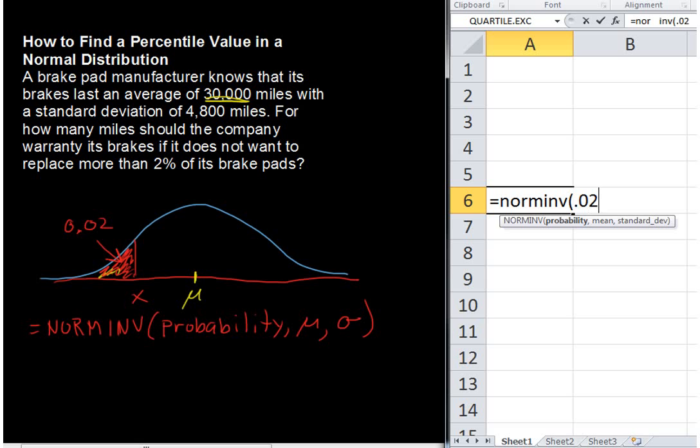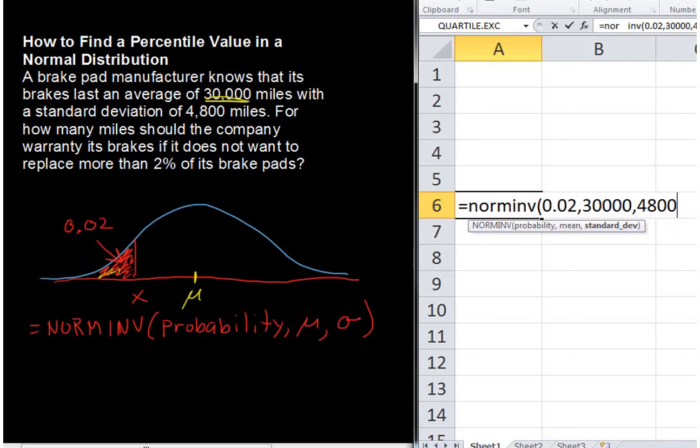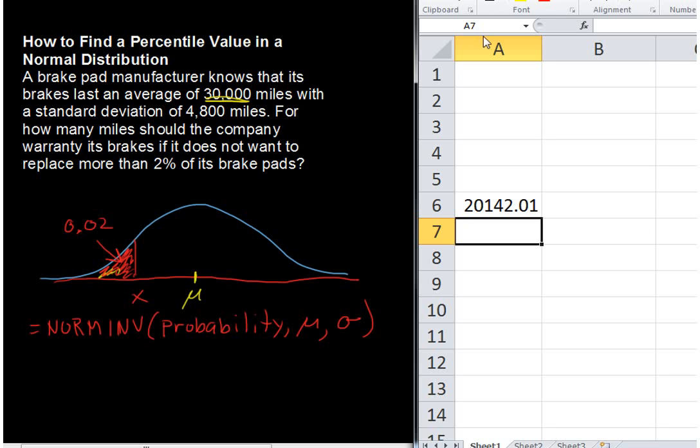So 0.02 is the probability. I'll put that 0.02 so you can see it a little bit better. The mean in question is 30,000. Don't put the comma in there for the 30,000. Just 30,000 with no commas, because the comma separates the arguments in Excel. Standard deviation then is 4,800. And what we get is a number of 20,142.